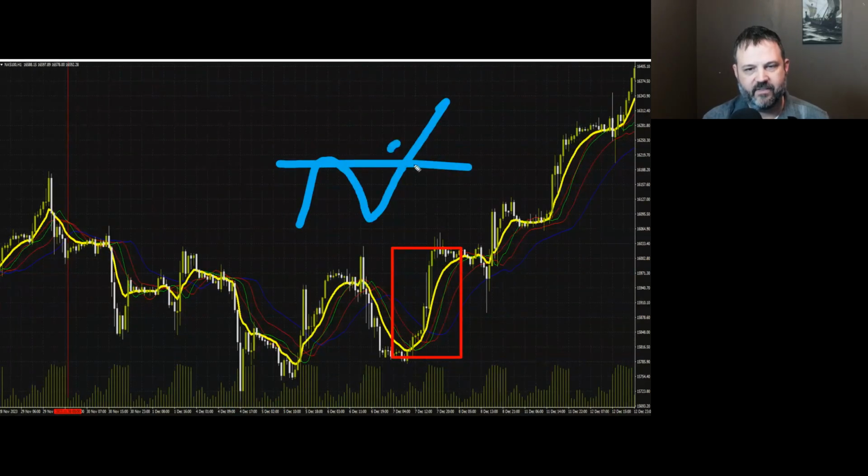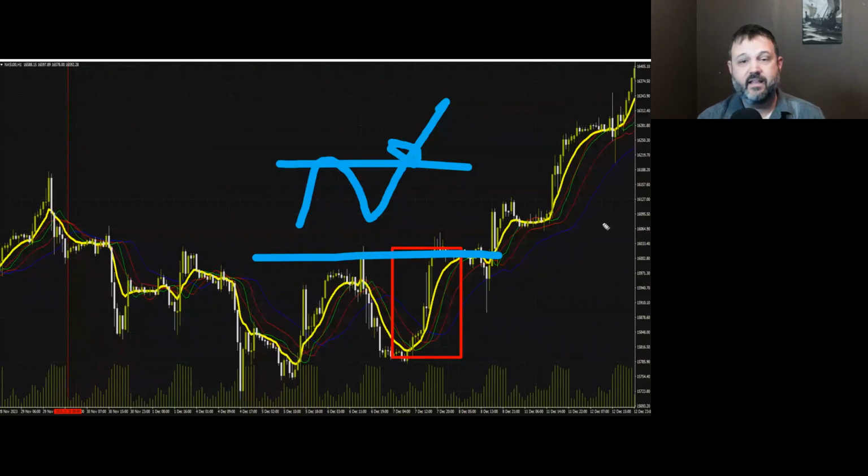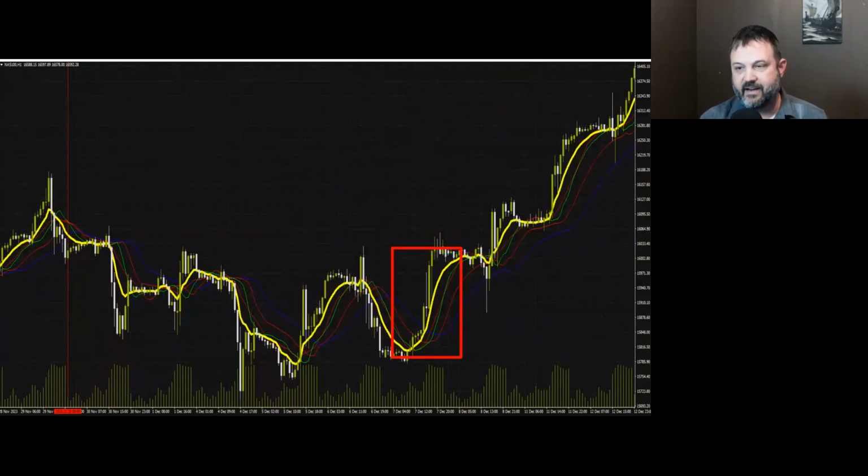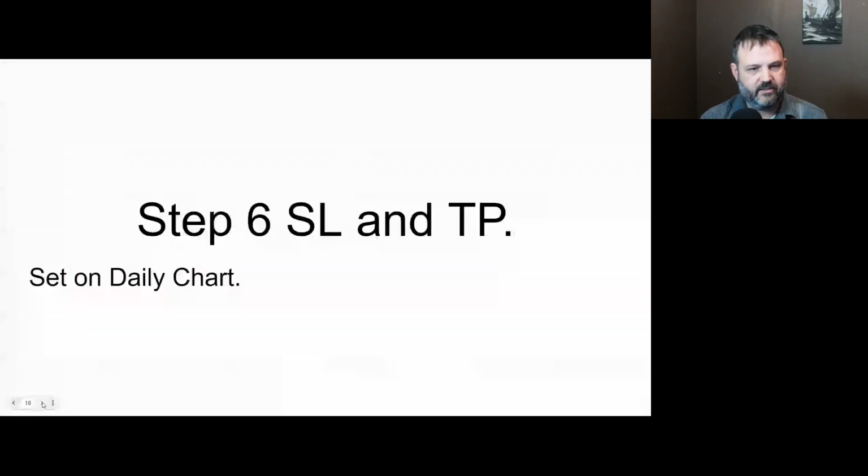And then we enter on this, and where do we put the stop? Like here. That is essential entries. That's how I do it every time, and it really works really well. Okay, so now let's go to the next one here.